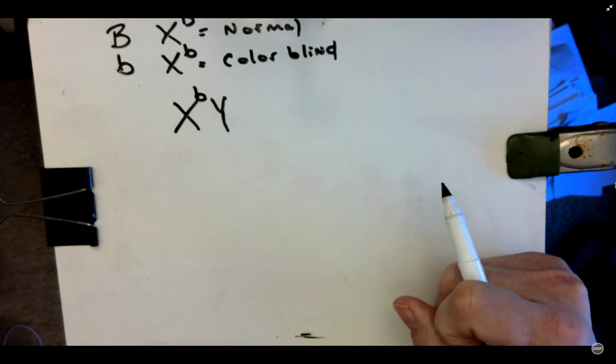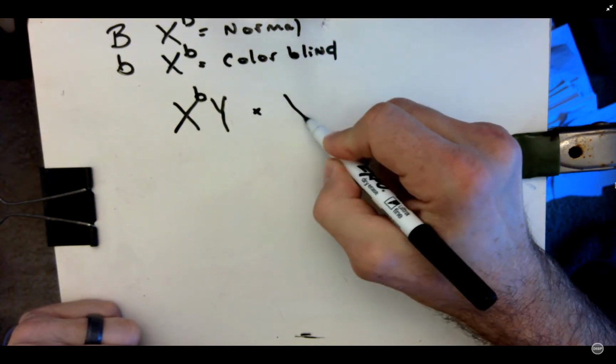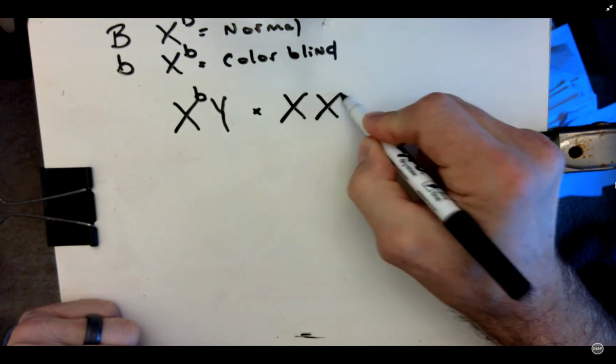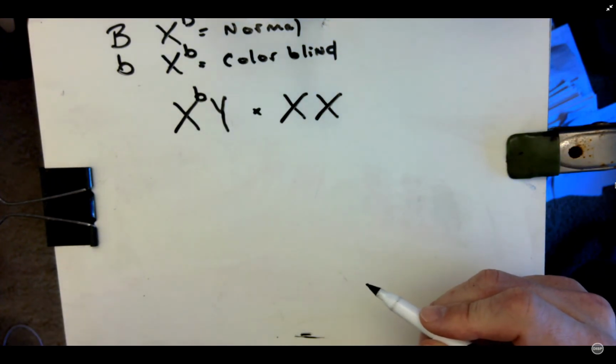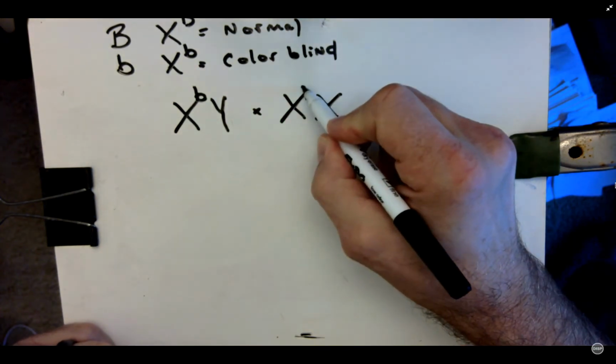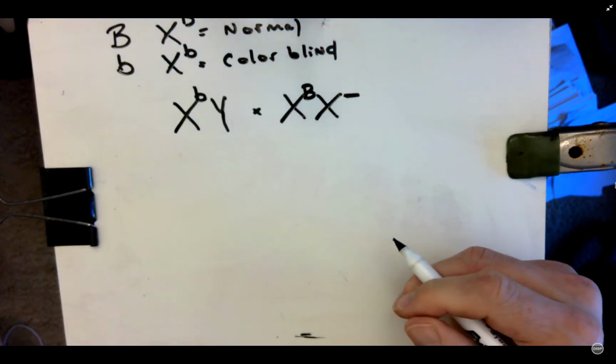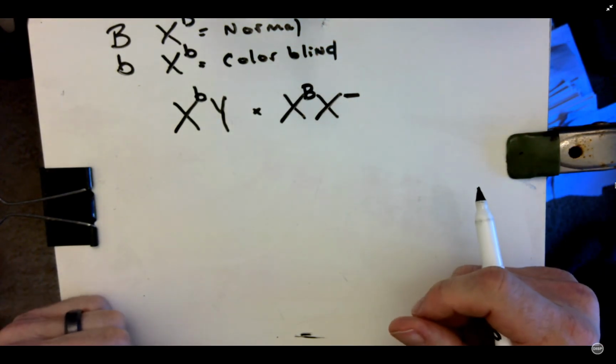All right. Marries a woman. Stop. She's a woman, so let's have that, X, X. With normal vision. Stop. Okay, she has normal vision, but we don't know yet whether she might be a carrier or she might be homozygous normal, right?